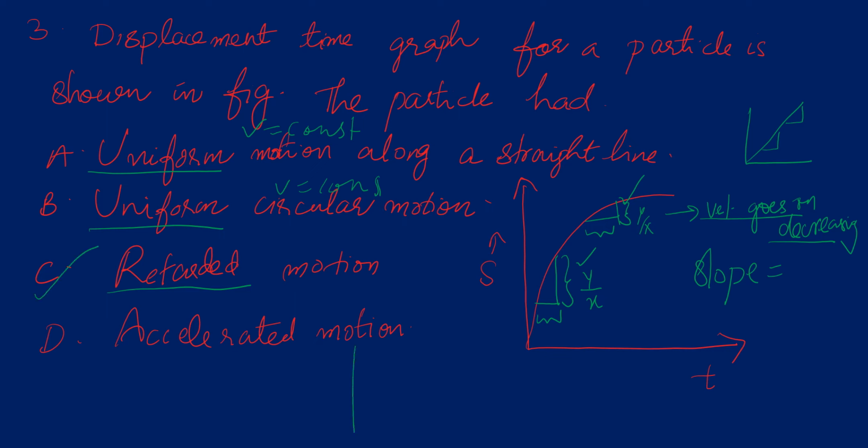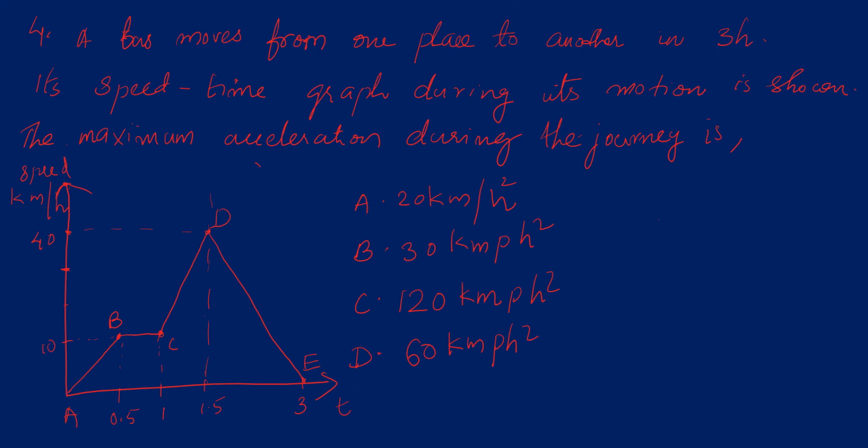Whereas in accelerated motion, the velocity goes on increasing. That is, here the y value goes on increasing. So for an accelerated motion, the graph will come like this. Option C is the correct one.